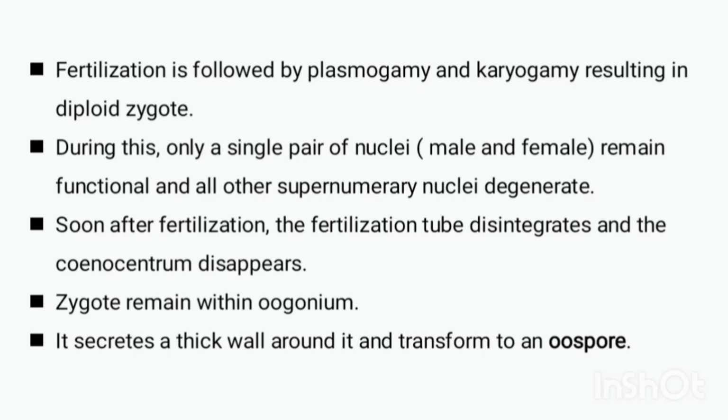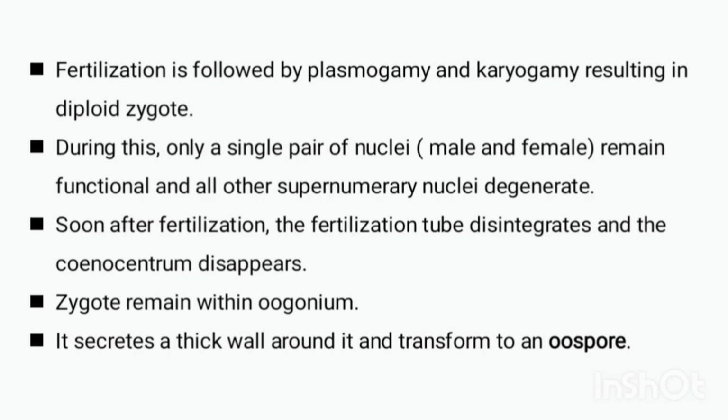Soon after, the fertilization tube disintegrates, the coenocentrum disappears and the zygote remains within the oogonium. It secretes a thick wall around it and transforms to form the oospore. Now after the fertilization, what happens? The fertilization tube disappears, the coenocentrum also disappears, and the zygote inside the oogonium secretes a thick wall around it and forms the oospore.